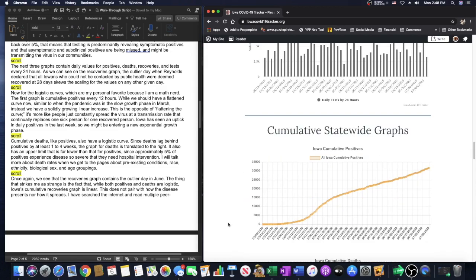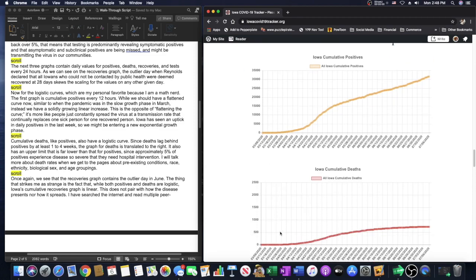The first graph is cumulative positives every 12 hours. While we should have a flattened curve now, similar to when the pandemic was in the slow growth phase in March, instead, we have a solidly growing linear increase. This is the opposite of flattening the curve. It's more like people just constantly spreading the virus at a transmission rate that continually replaces one sick person for one recovered person. Iowa has seen an uptick in daily positives in the last week, so we might be entering a new exponential growth phase.